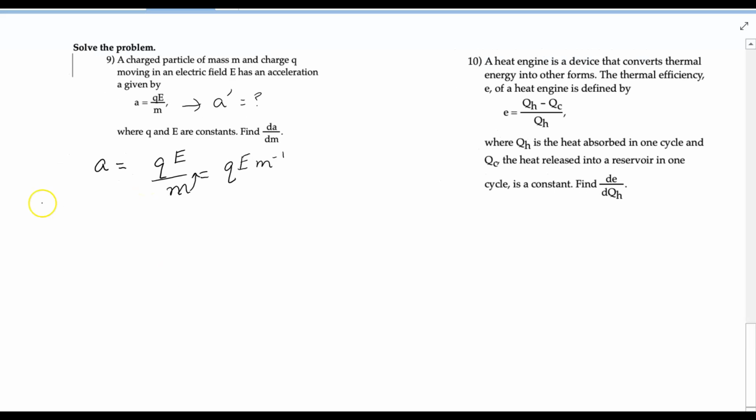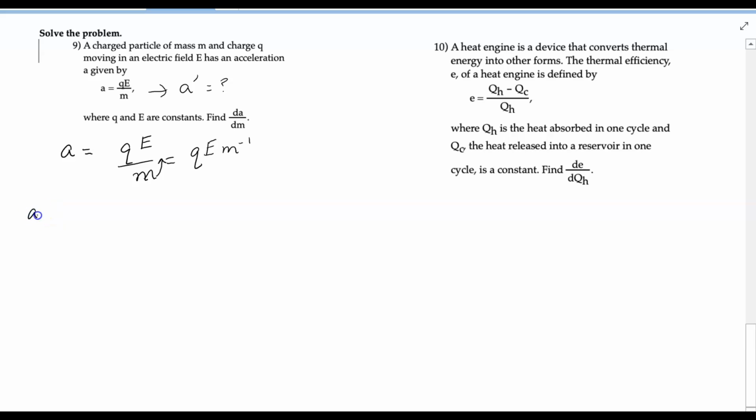Now to find my quote unquote a prime, which they actually write in Leibniz notation, dA divided by dm, I'm just going to use the power rule. So the negative 1 is going to come down and I'm going to subtract 1 from it. Okay, so that's not too bad. Negative qE m to the minus 2, because we have to bring the power down, the negative 1, and then subtract 1 from it.